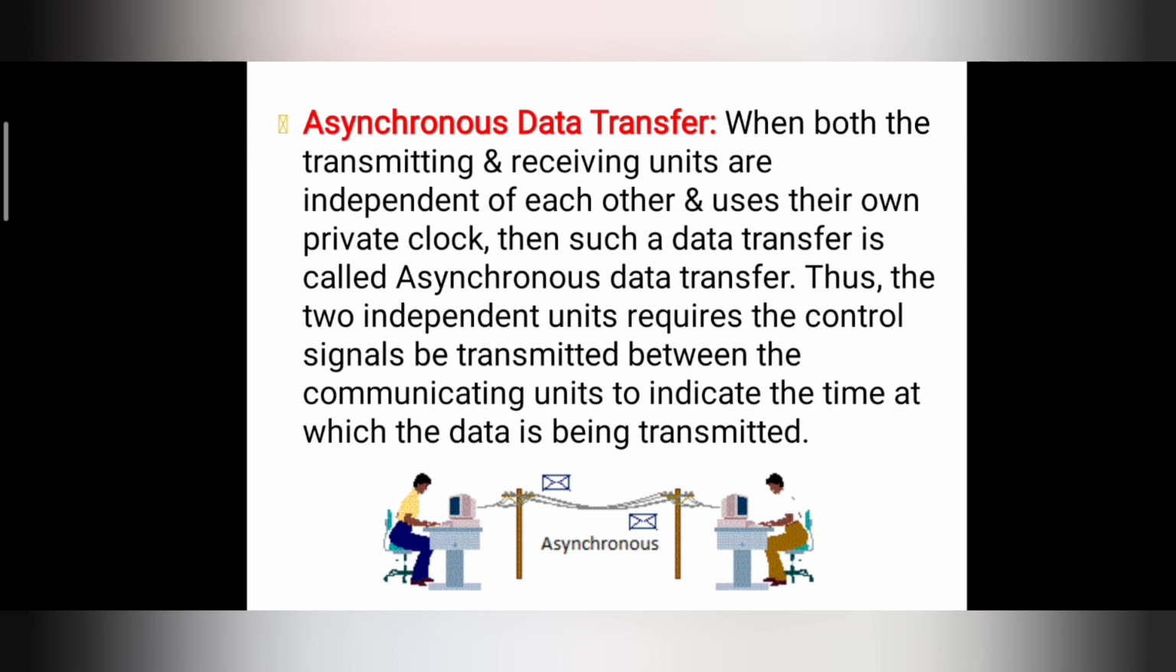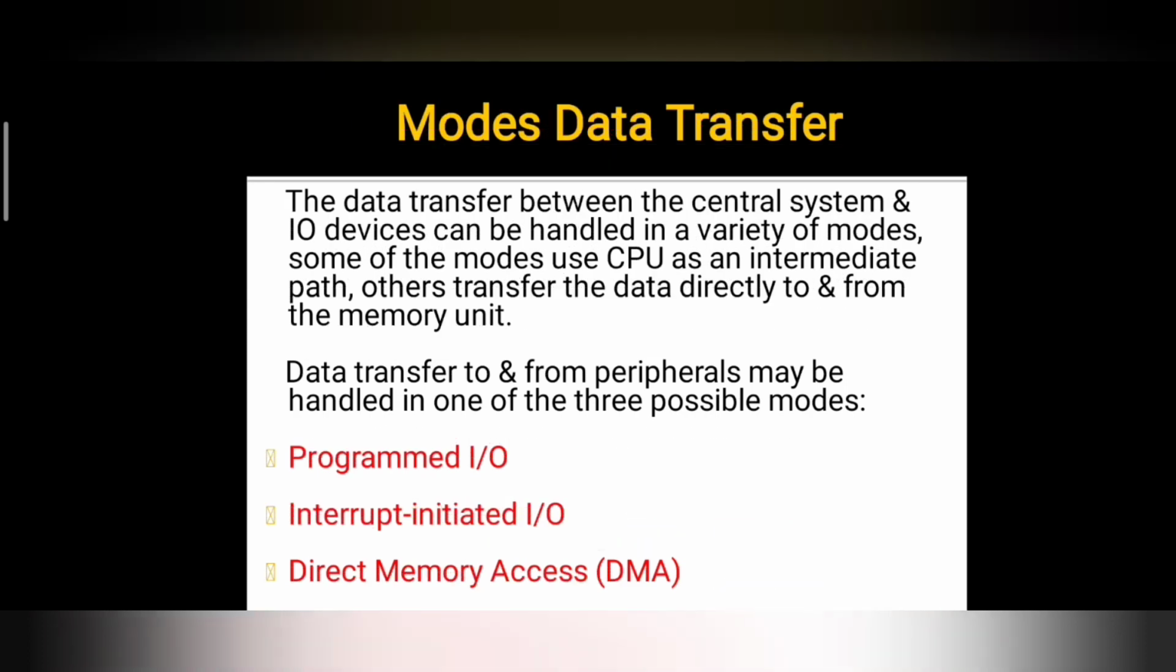For example, here two persons are communicating with each other through emails. All right, so every individual person has their own private clock and they can communicate with each other by sending some control signals between them. All right, so this was about the classification of data transfer.